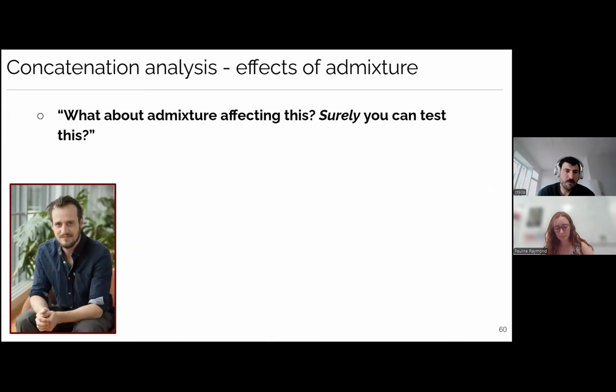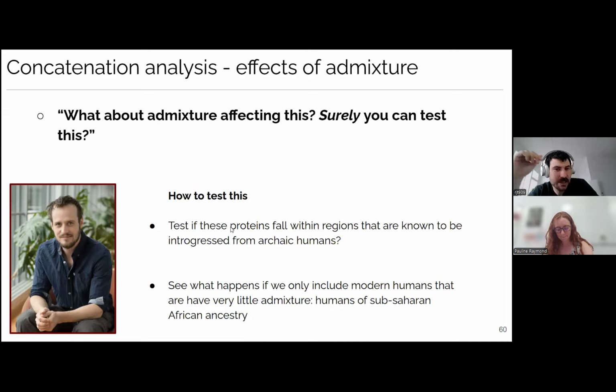For the other question, of what about admixture affecting our results and how to test this, luckily at that point I had moved to a new group as a postdoc with Ioannis Patramanis. I actually forgot to put his name here, but this is him, who is an expert in admixture between modern humans, Neanderthals, and Denisovans. So I was quite lucky. With him, we designed a way to test whether or not admixture is affecting our results. First, we wanted to test if any of these 12 or 28 proteins fall within regions of the genome of modern humans that are known to be introgressed from other archaic humans.